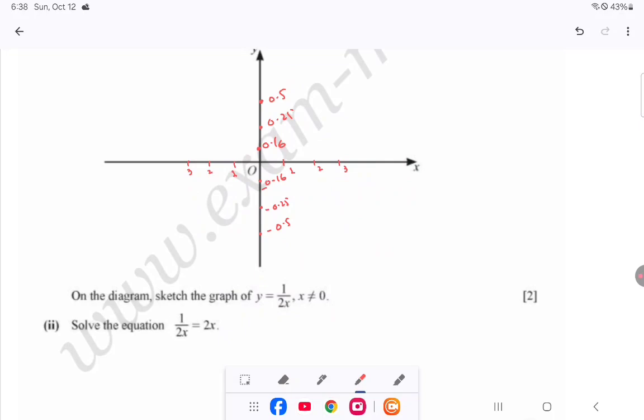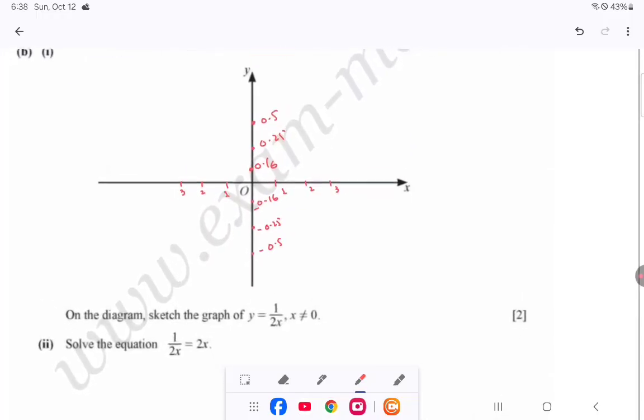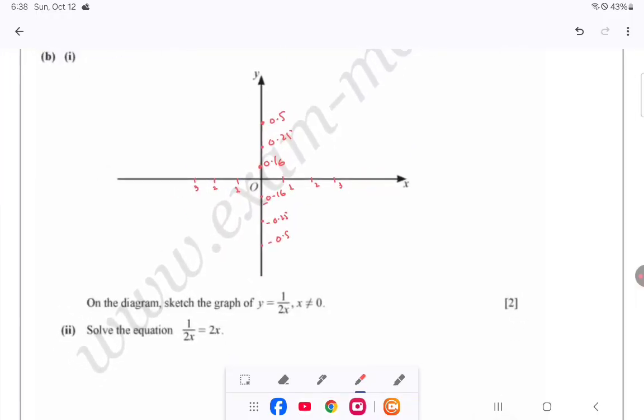Now for the part B, on the diagram sketch the graph y is equals to 1 over x where x cannot be 0, and for that we have to put the values of x which are greater than 0 or less than 0. So on y is equals to 1 over 2x, x1 will give you 1 over 2, x2, if you put 2 it will give you 1 over 4, if we put 3 it will give you 1 over 6.